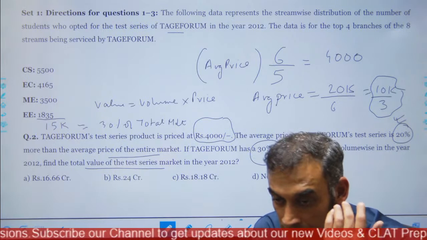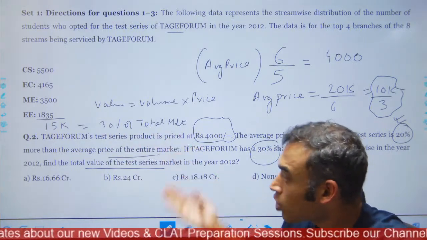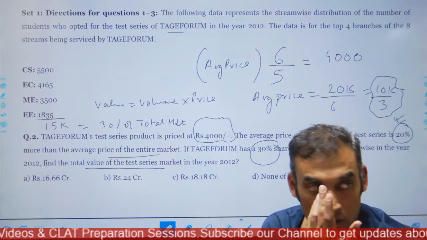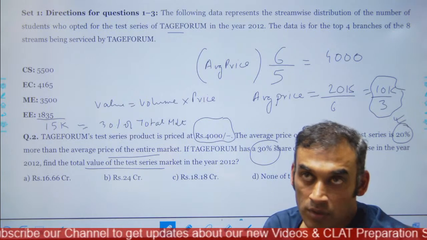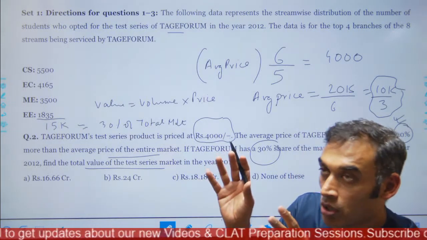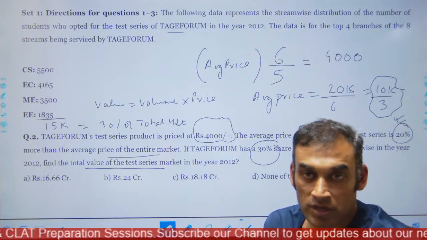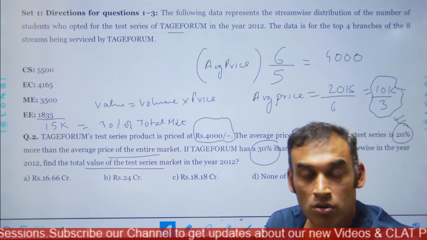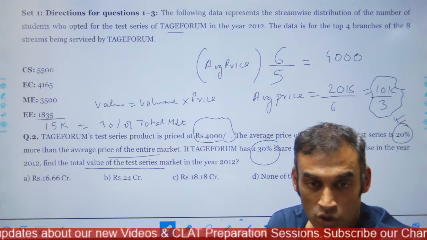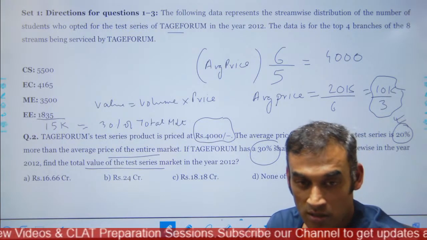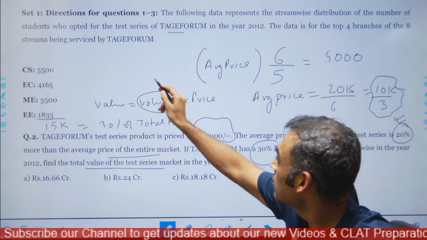If I want to find the total market, you can just do it by calculation in your mind: I need some value whose 30% will be 15,000. Obviously it can't be 45,000, it can't be 40,000. 40,000 gives 12,000, 60,000 gives 18,000, so 50 gives 15. So the volume that comes will be 50,000.